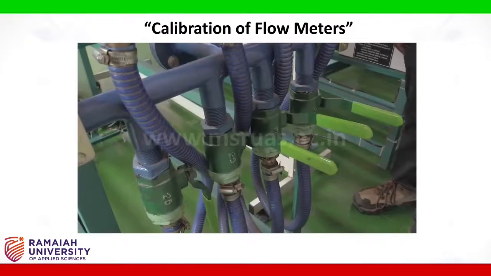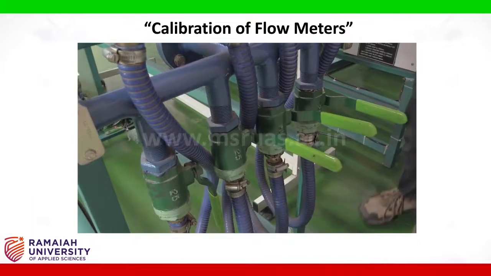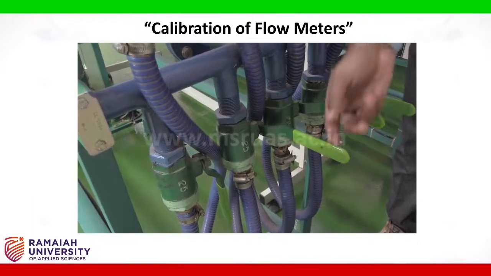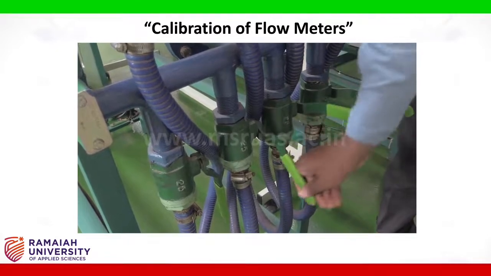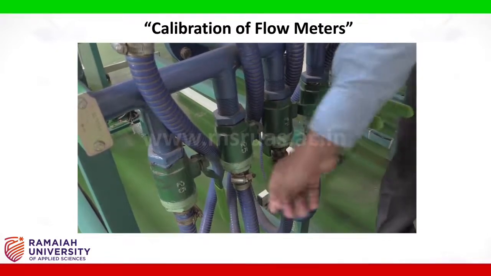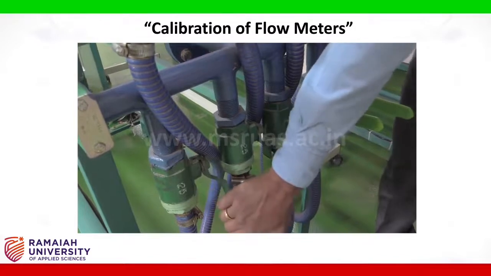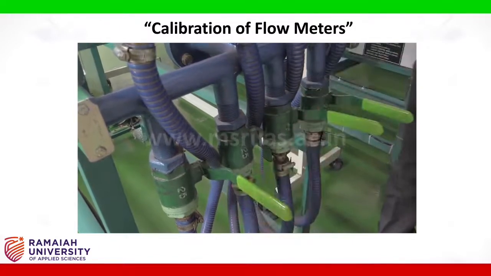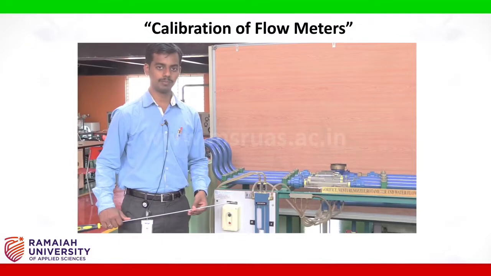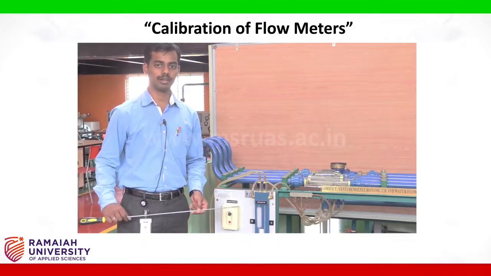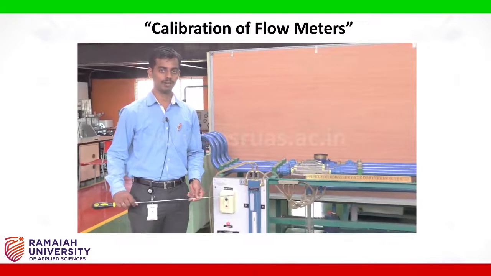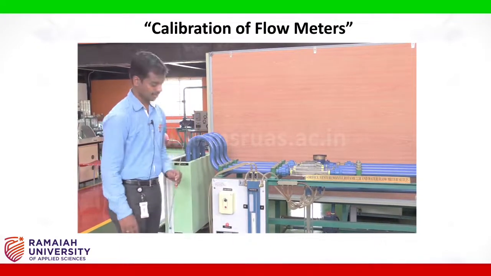To calibrate the orifice meter, we shall first open the valve at the main header corresponding to the orifice meter and close the valve corresponding to the venturometer. Before starting the pump, we shall ensure that the discharge valve is again completely open, and then we shall start the pump.